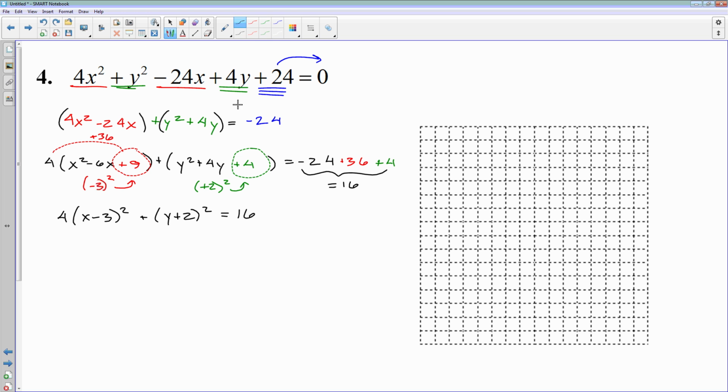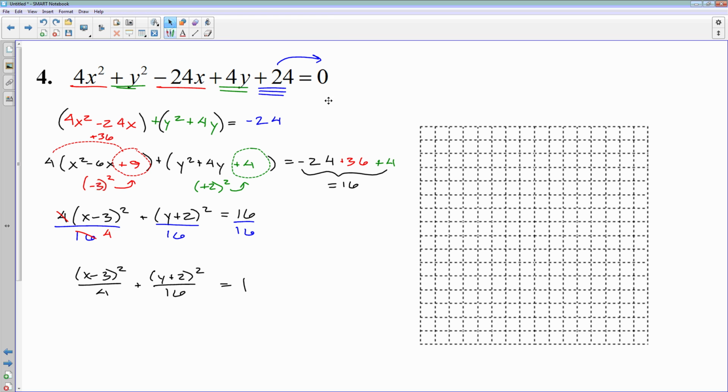And then the very last step to finish getting this into standard form is we're going to divide by 16 all the way through, because you need your ellipse to equal 1. Your standard form, it equals 1. So to get 1, I'll divide by 16. 16 divided by 16 is 1. Over here, 4 goes into 16 4 times, leaving you with x minus 3 squared over 4 plus y plus 2 squared over 16 equals 1. So that's in standard form.